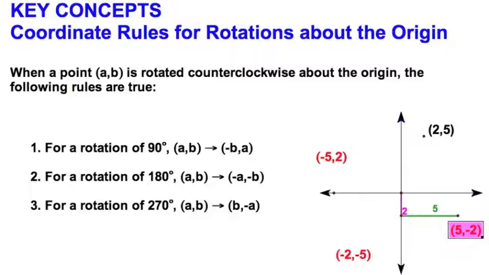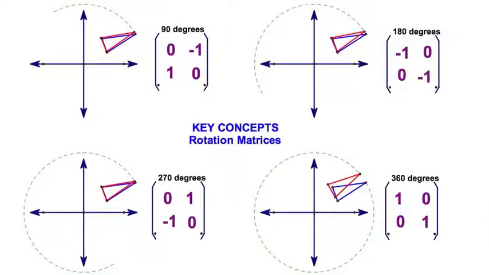So these are the coordinate rules for rotating around the origin. Remember, we're rotating around the origin and we rotate counterclockwise. Well, let's look at our rotations another way, with matrices. Just like last section, where we were doing reflections, we have multiplication matrices, that is our transformation matrices, for our various rotations around the origin.